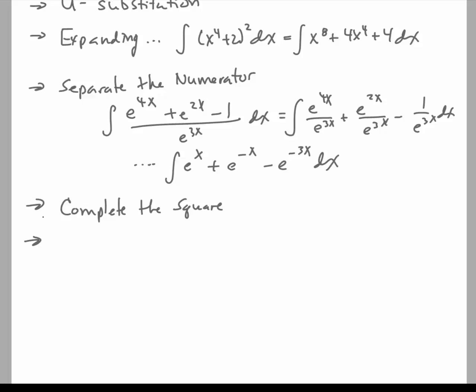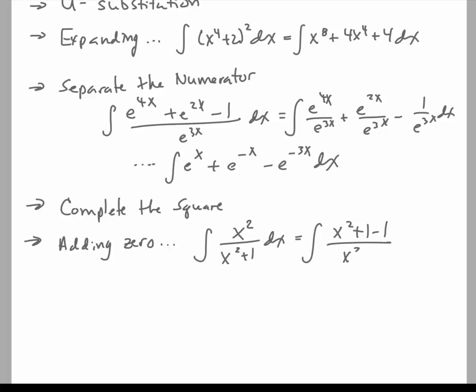We could also look at adding 0. So an example of adding 0 might be something like the integral of x squared over x squared plus 1 dx. Now there are other ways to work this problem perhaps, but one easy way would be to go ahead and add 1 and subtract 1. The overall effect of this is adding 0. And of course, if this was a plus 2, we could add 2 and subtract 2.